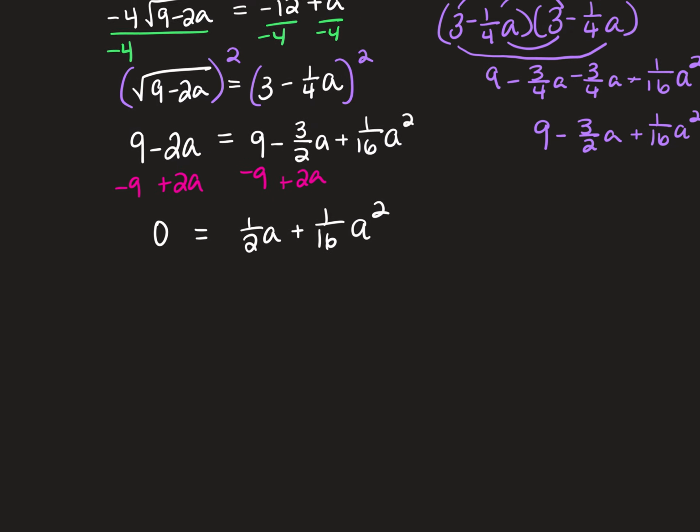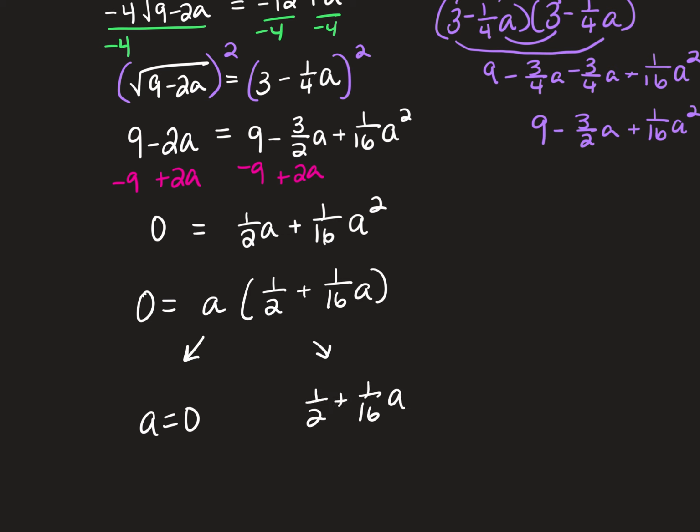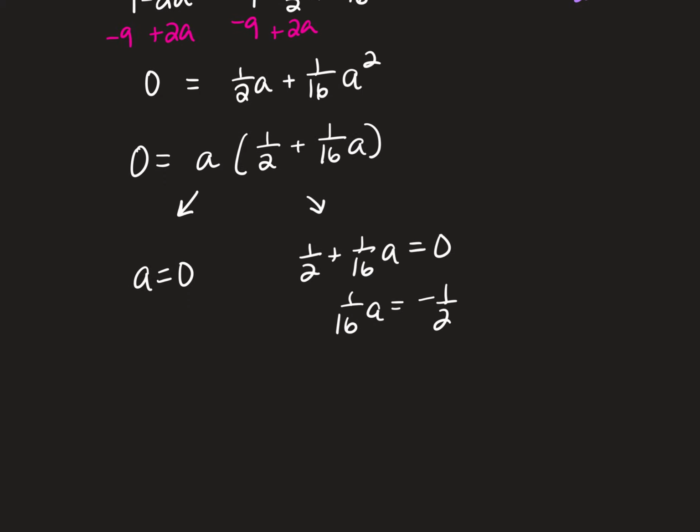And at this point, we just need to solve this equation by factoring out a GCF, or in this case, even just factoring out a common factor of a. So if I factor out a, I'm going to get 1/2 plus 1/16 a. And now I can set both factors equal to 0 and solve. So we get a equals 0 and 1/2 plus 1/16 a equals 0. So 1/16 a equals negative 1/2. And then multiply both sides by 16, and we're going to get a equals negative 8.